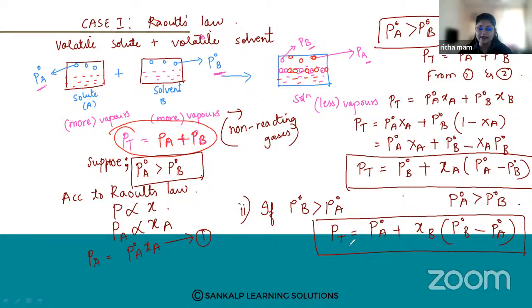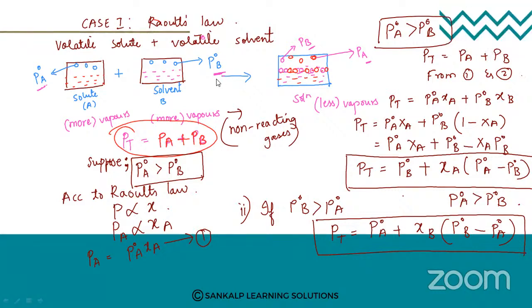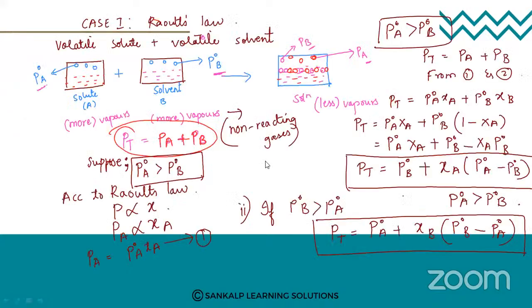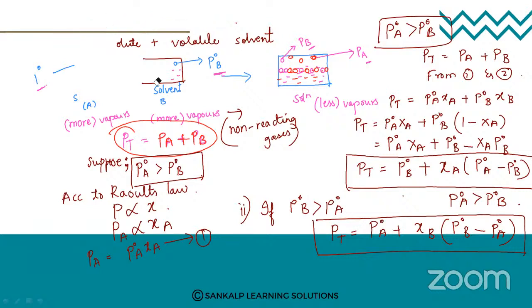Is this clear up till here? So this is according to Raoult's law. Up till here it is clear? Okay, fine. So we'll go to the next one. After taking this, now we are going to study the graph. I'll just clear here. We are going to study the graph of Raoult's law.